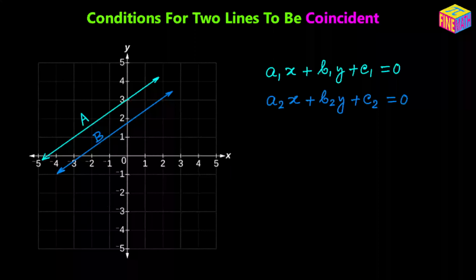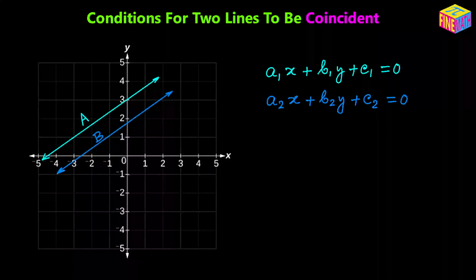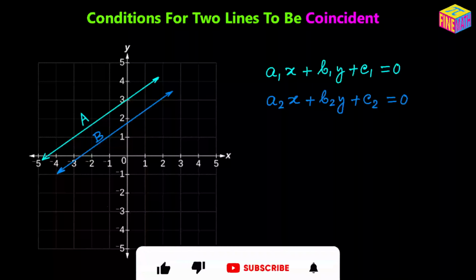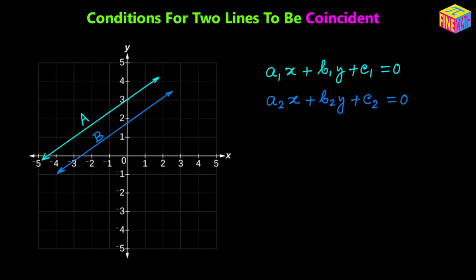Hi everyone. In this video, we are going to discuss the necessary conditions for two straight lines to be coincident. Here in the diagram, I have shown two straight lines which are parallel, straight line A and straight line B. Now if you think about it, for these two straight lines to be coincident, one condition is that they have to have the same slope, meaning their angle of inclination should be equal, and also their y-intercepts have to be equal. Otherwise, they will become two different straight lines.